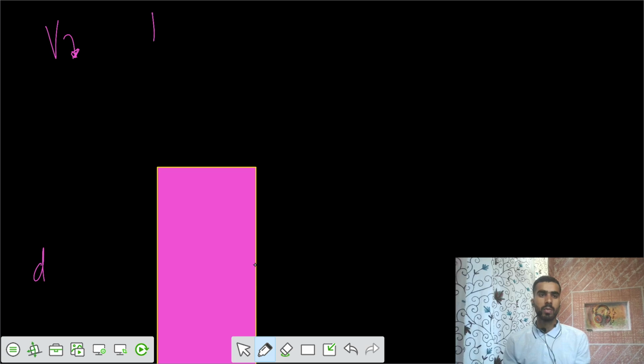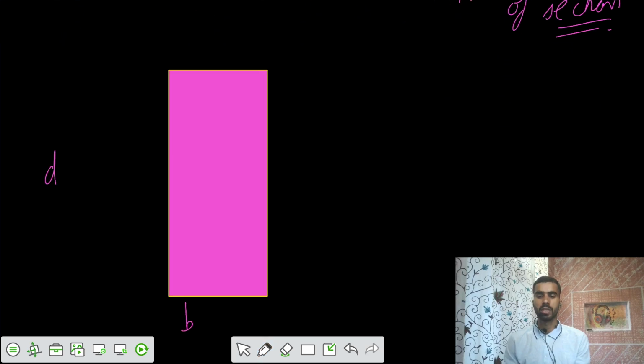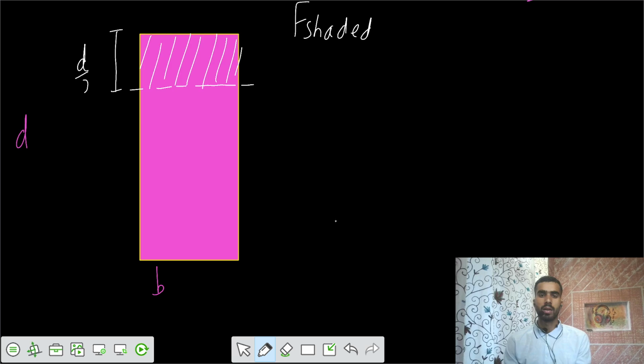is resisted by the upper third part of the cross section. So this part, the upper third, has a depth of d by 3. We have to find the total shear force this part can resist. I can say F shaded, how much force that shaded area can resist.